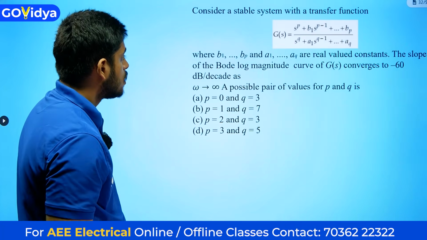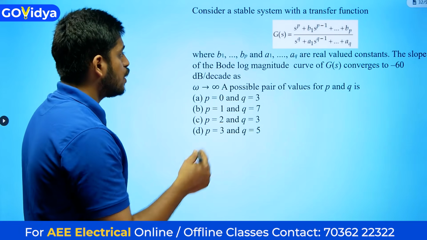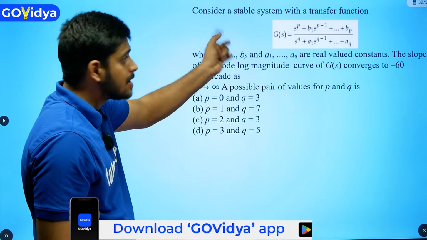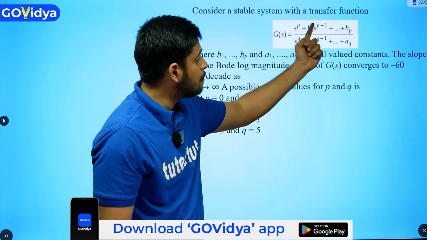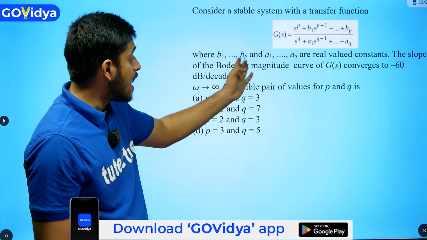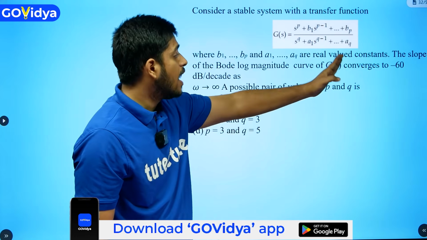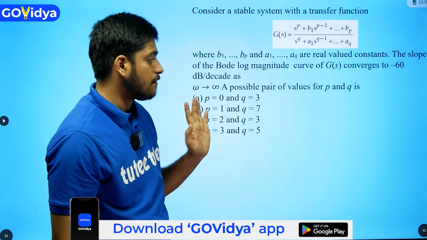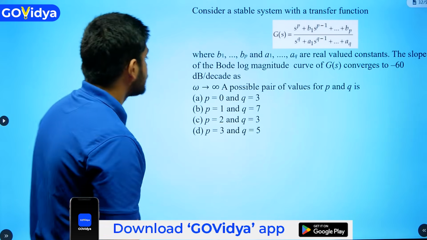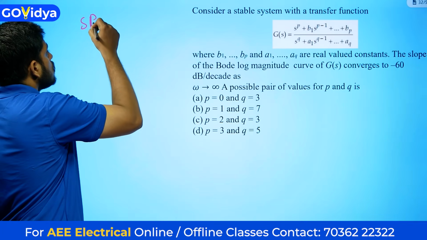Next, a stable system with transfer function G of s is given. Some complex equation is given where b1, b2, b3 till bp, and a1, a2, a3 till aq are real constants. The slope of the Bode log magnitude curve is minus 60 dB per decade. What is the slope? Simple again.